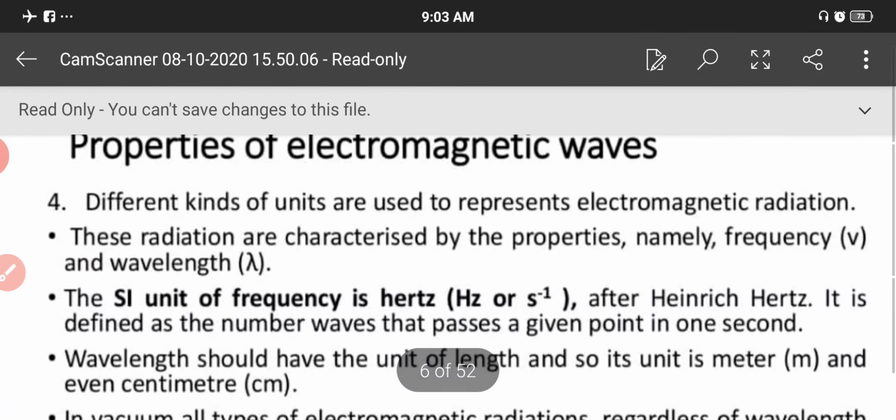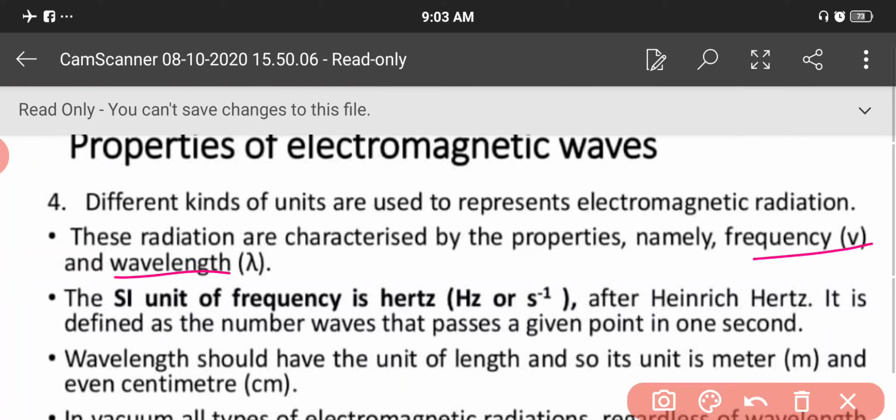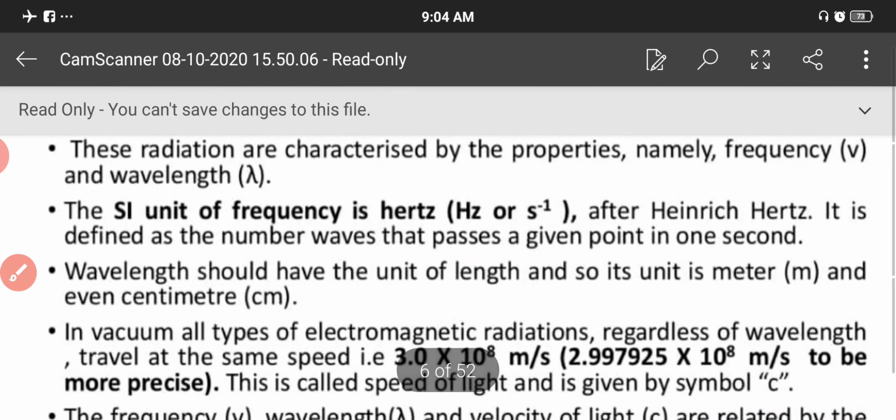Now the next property is that different kinds of units are used to represent electromagnetic radiation. One is frequency, another one is wavelength. The SI unit of frequency is hertz or second inverse. It is defined as the number of waves that pass a given point in 1 second. Okay, the number of waves that pass a single point in 1 second is the frequency of that light or that radiation. Wavelength should have unit of length, so its unit is meter or centimeter.